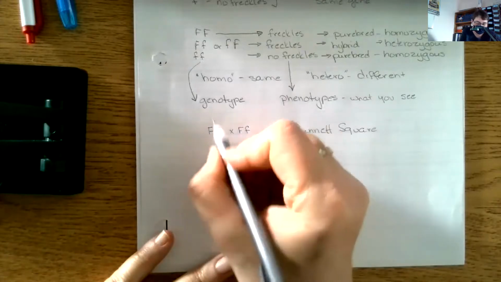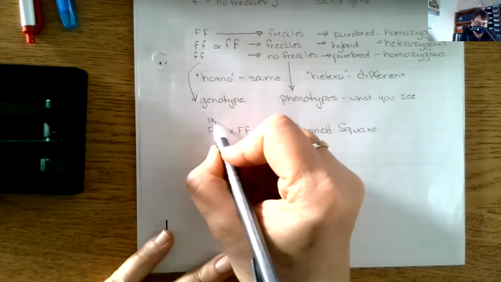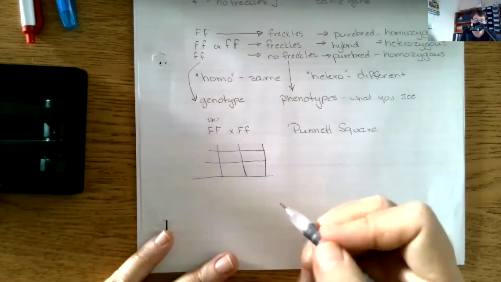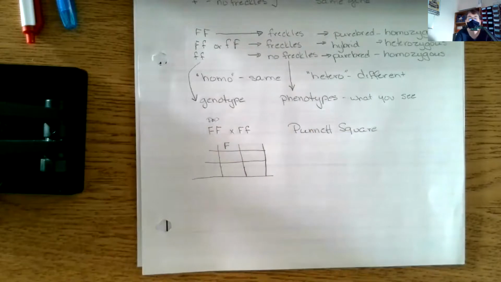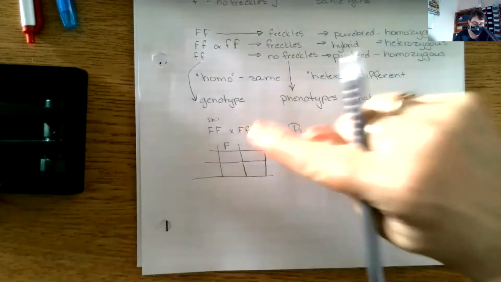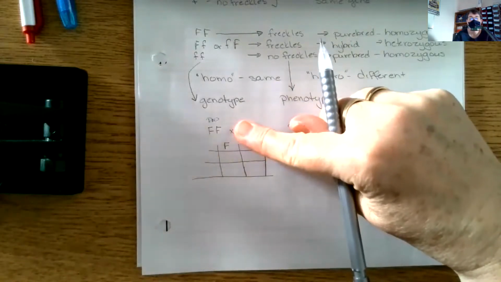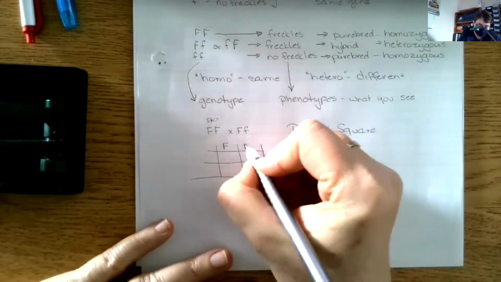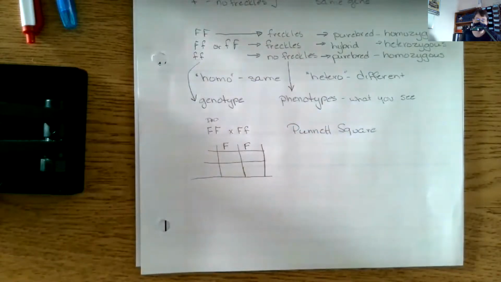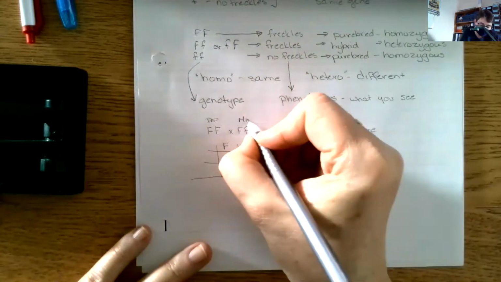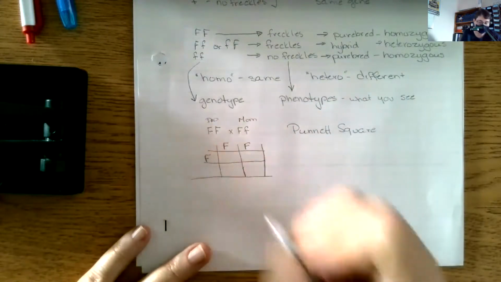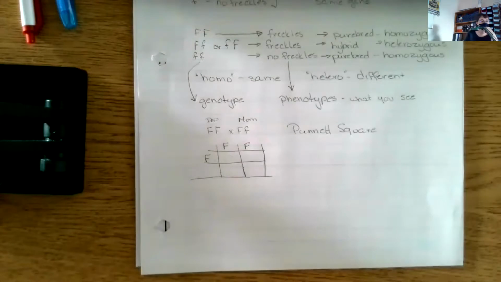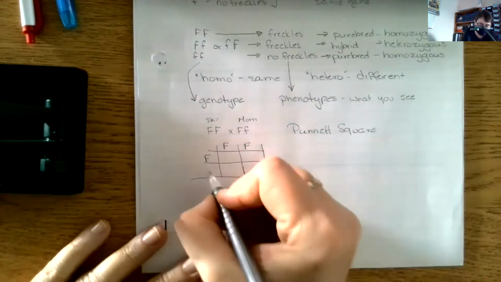So what we do, let's say this is Dad. Dad's going to make sperm, and some of the sperm are going to have capital F in it. What are the rest of the sperm going to have in them? Look at Dad. All Dad can contribute is exactly that. Mom, on the other hand, she can contribute a capital F. Some of the eggs will have the gene for freckles, and some of the eggs won't.